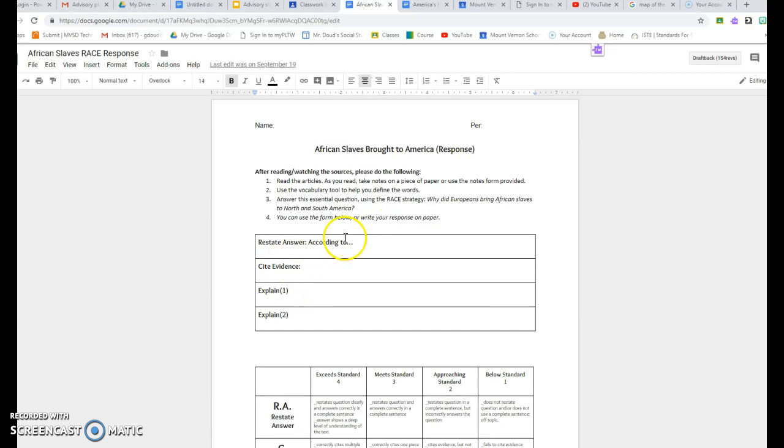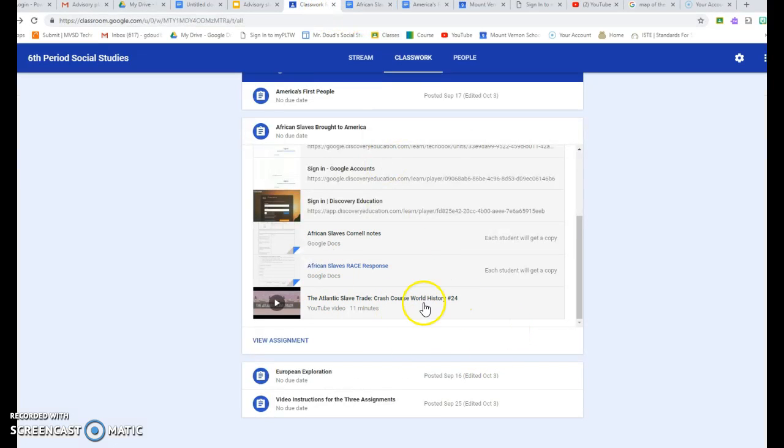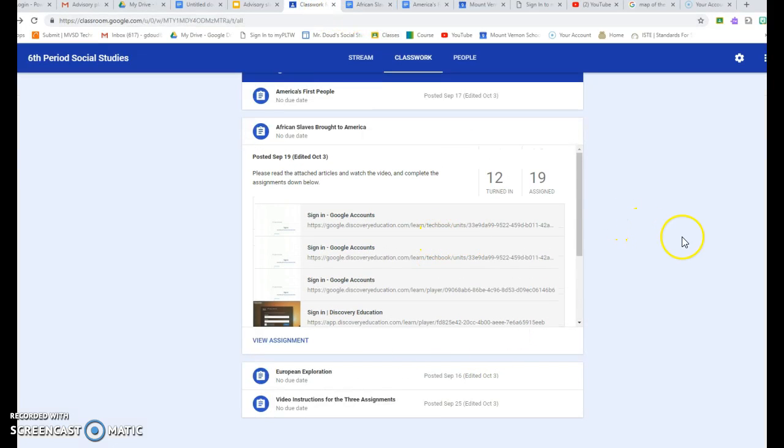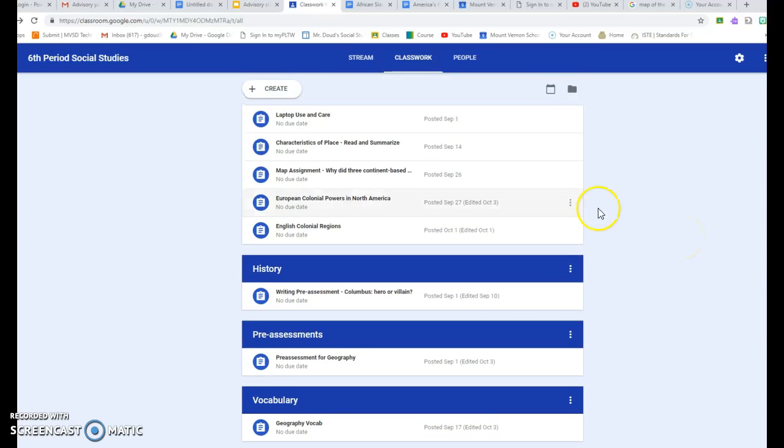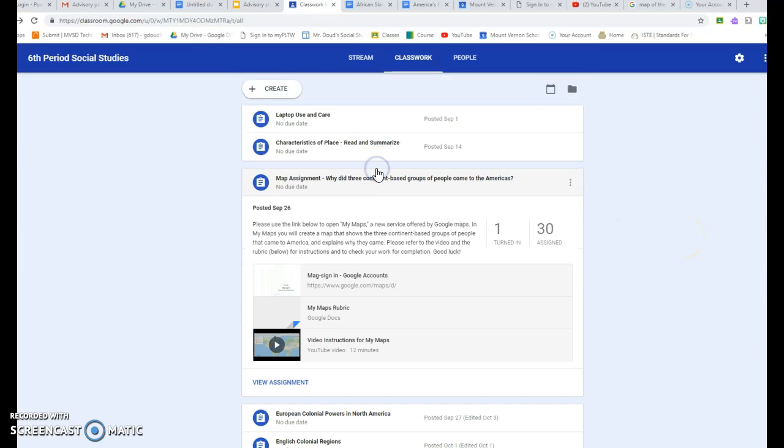Now, I said this was an emergency video. What's the emergency? Well, they're past due. These 3 responses are past due, and the writing in these 3 responses are what you are going to use on this map assignment right here. The map assignment, why did 3 continent-based groups of people come to the Americas? This assignment is what we're going to share at conferences. And if you don't have the written pieces, you will not complete the assignment.